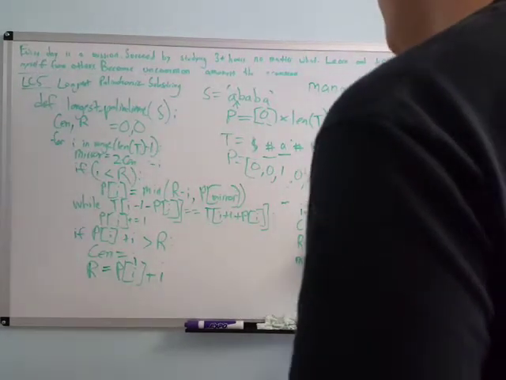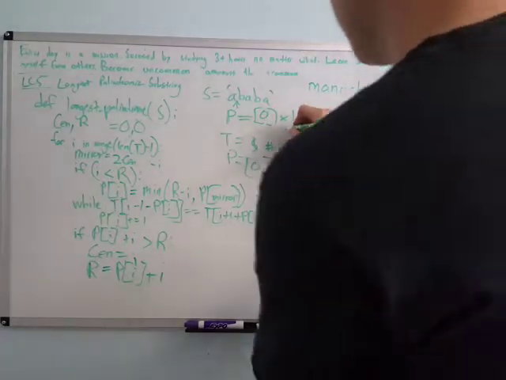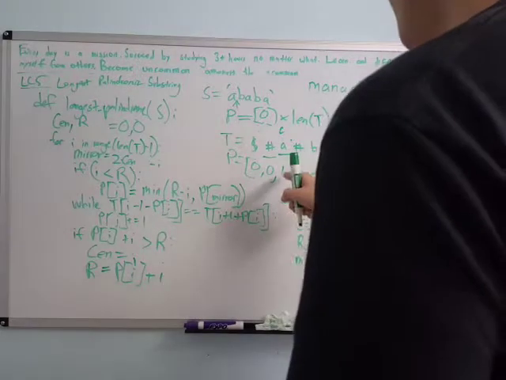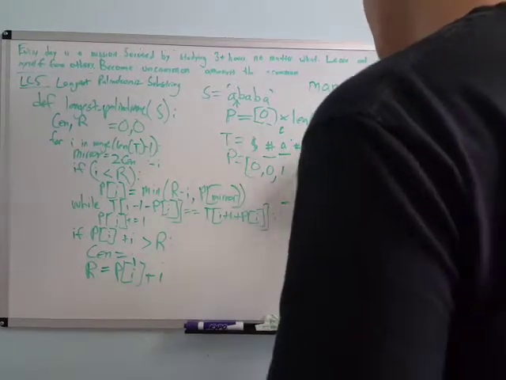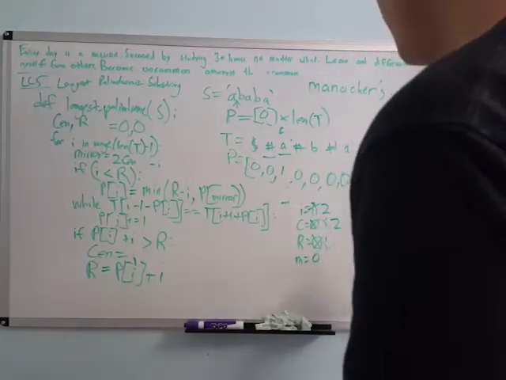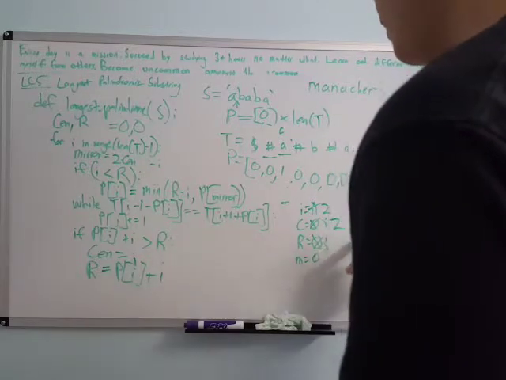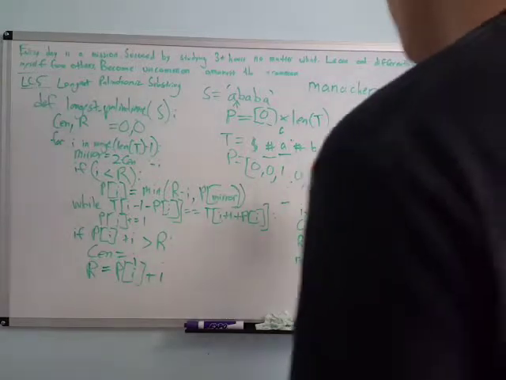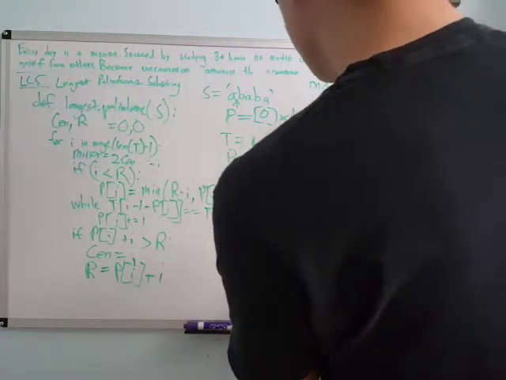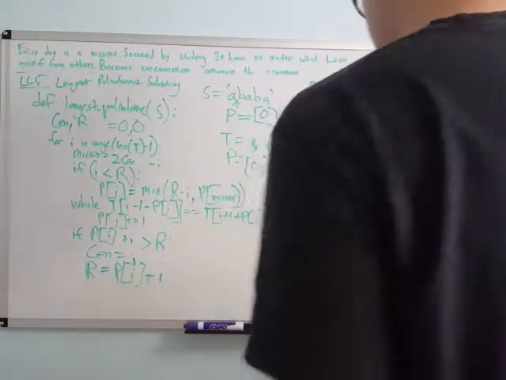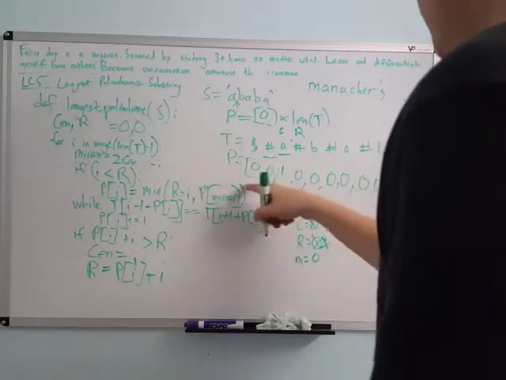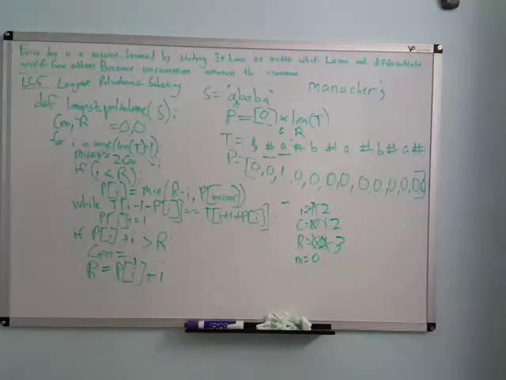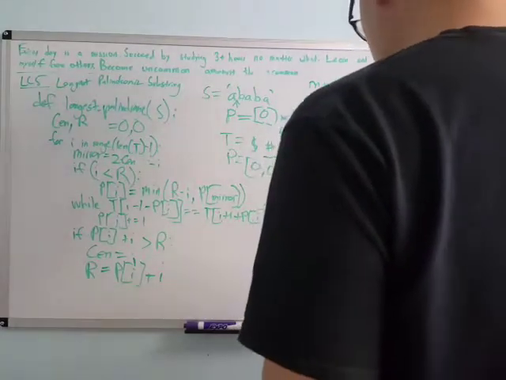So center is now at index 2. And then right is going to be P of I plus I, which is 2, plus 1, which is 3. So R is now different than our center. 3, yep. And then we'll go again.